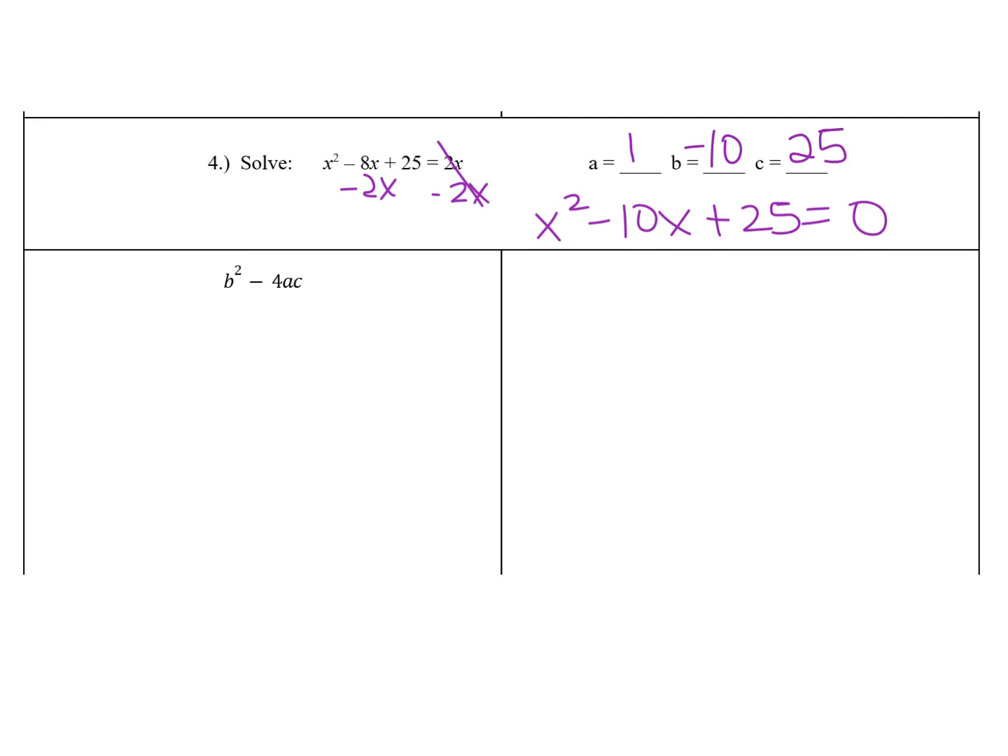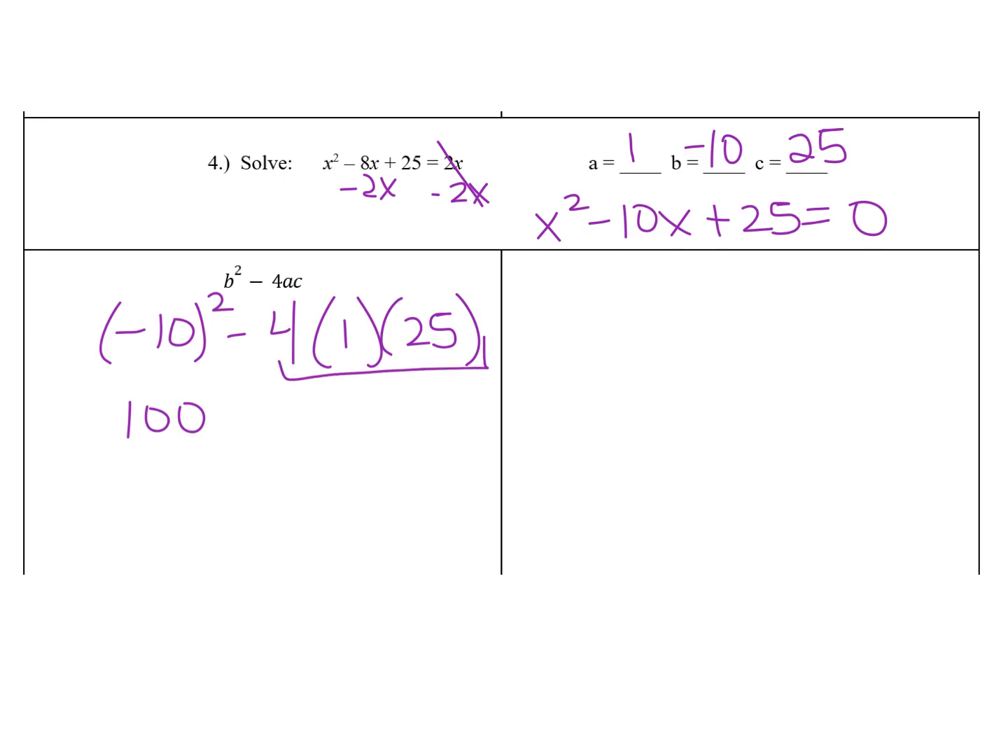So now I'm going to do b squared minus 4ac. So b squared is negative 10 squared, minus 4 times a, which is 1, times c, which is 25. And then we do our math. Negative 10 squared is positive 100. 4 times 1 times 25 is also 100. So 100 minus 100 is 0. So our discriminant in this case is 0.